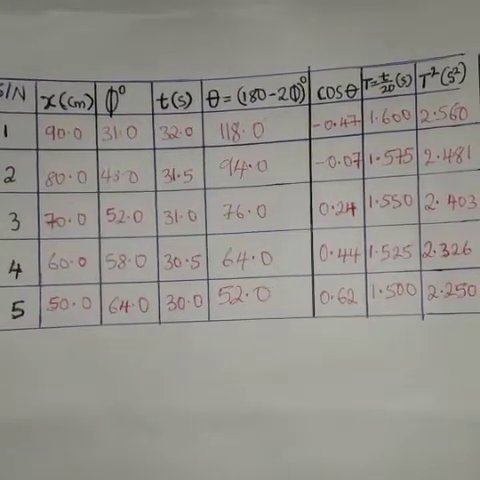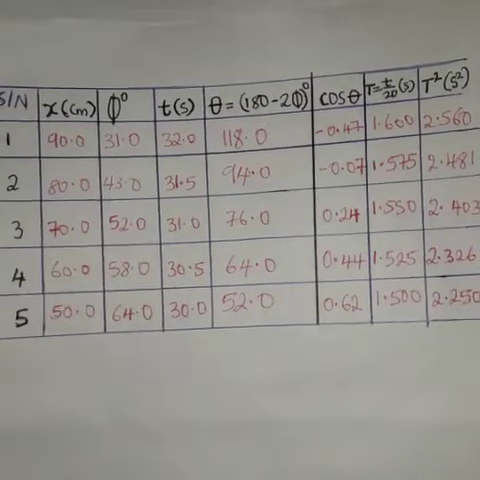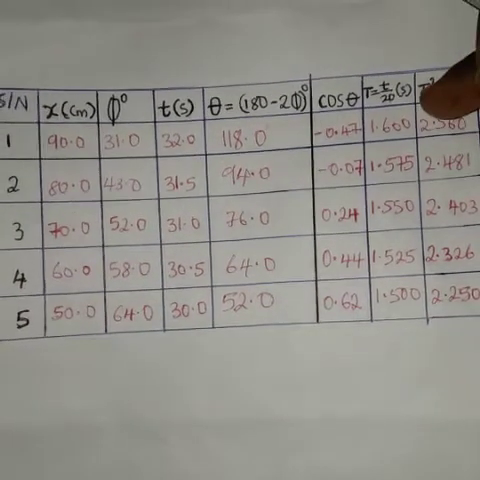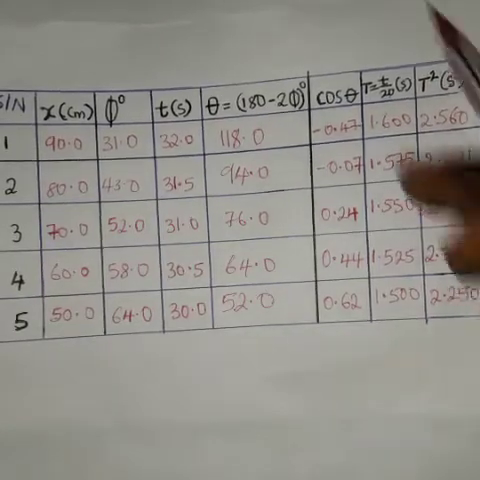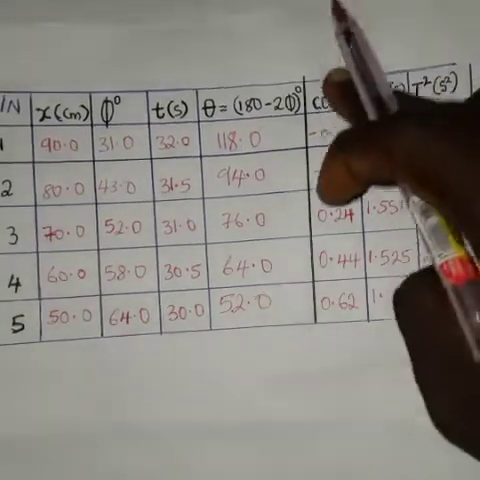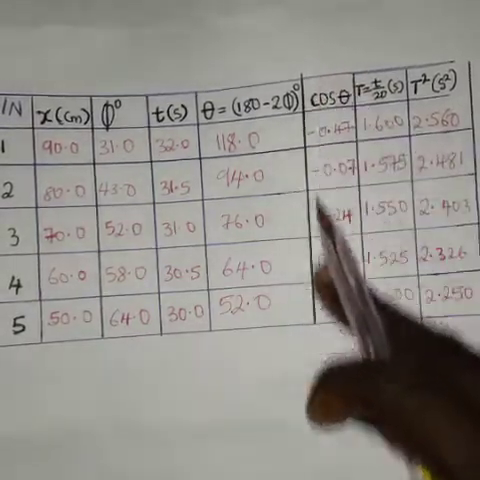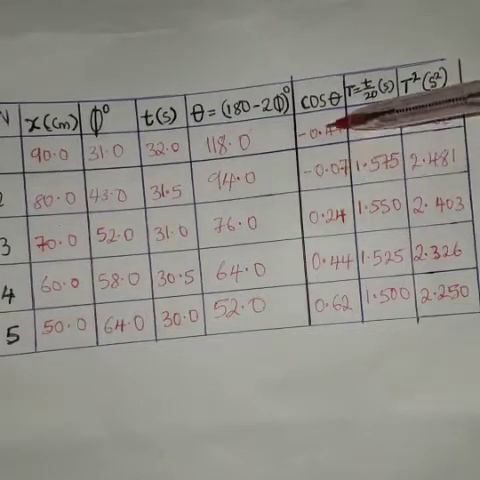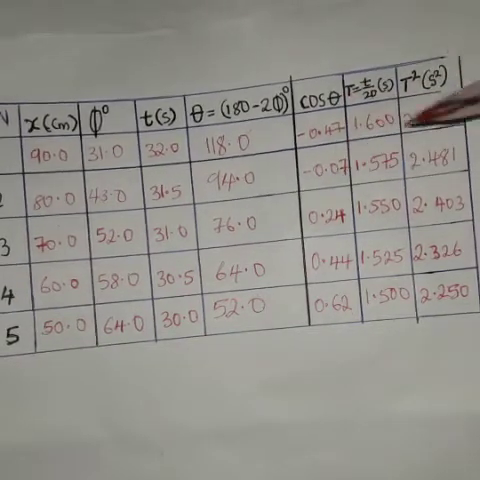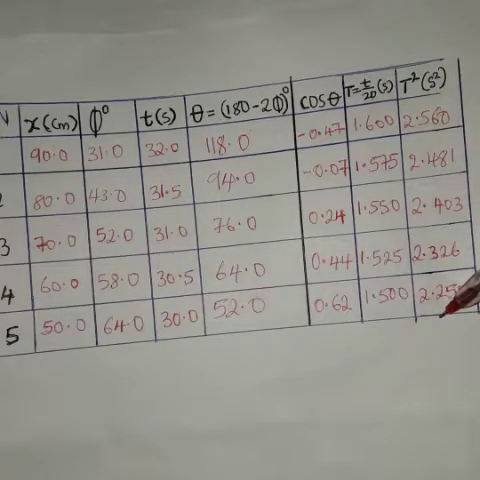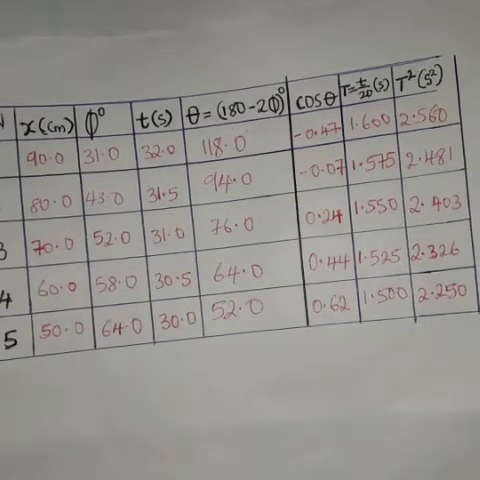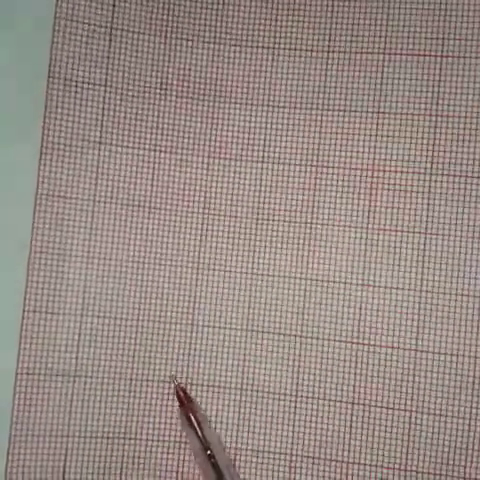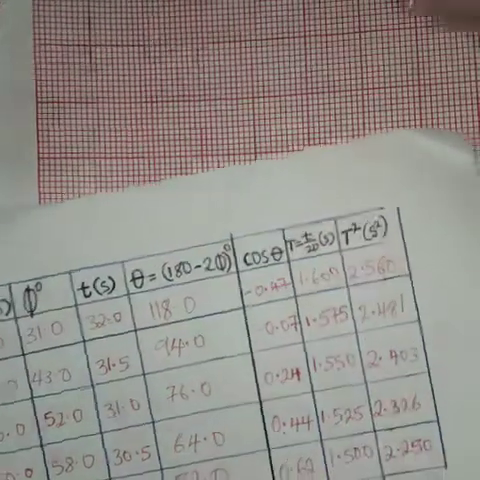So next we have to plot the graph. In the question we are asked to plot t squared on the vertical axis and cos theta on the horizontal axis. If you look at this, you find out that I have negative values for cos theta, but all of these are positive values. So my graph is going to look like this. So this is my graph paper. Now I will find a way to get an appropriate scale. These values are very small.